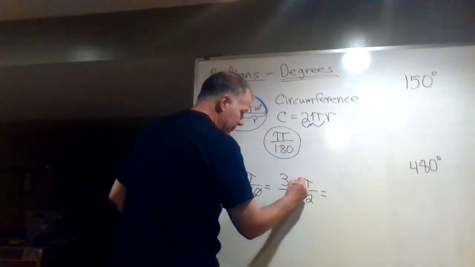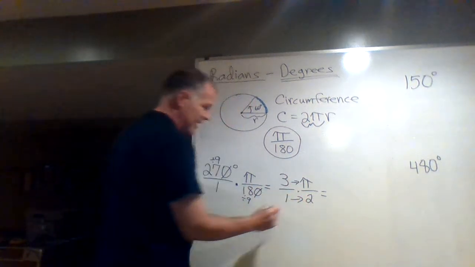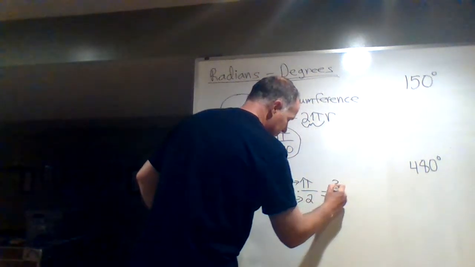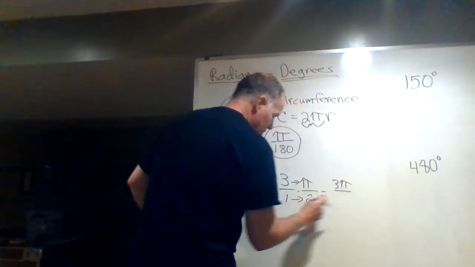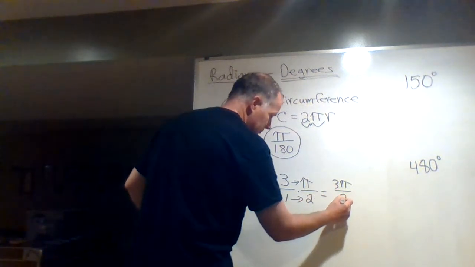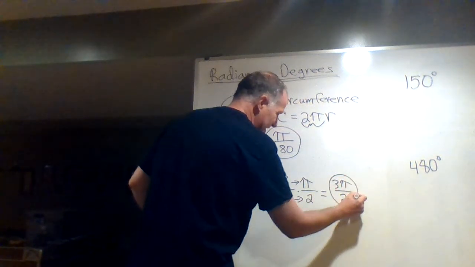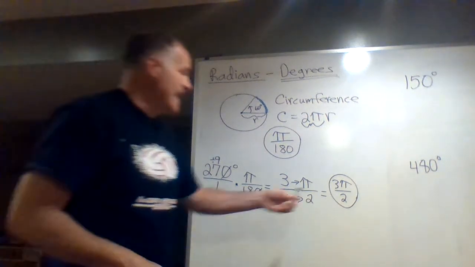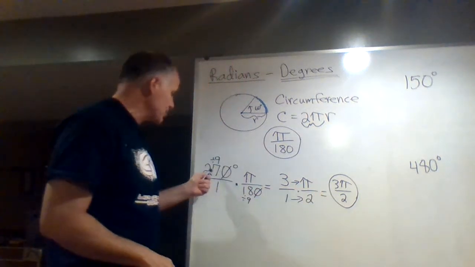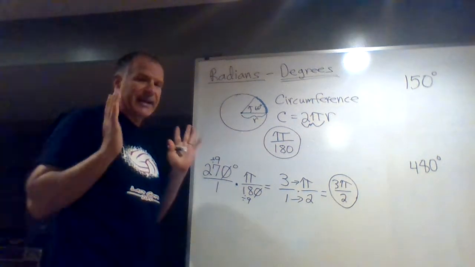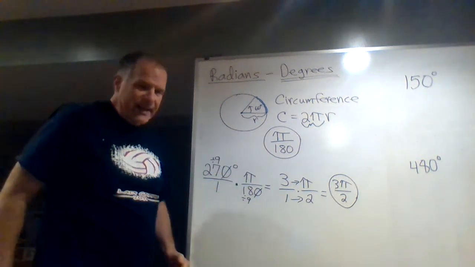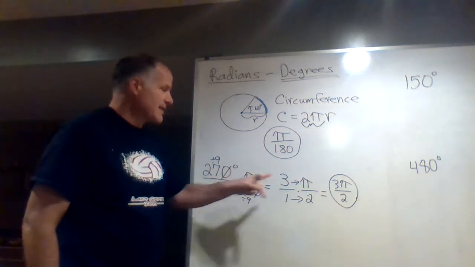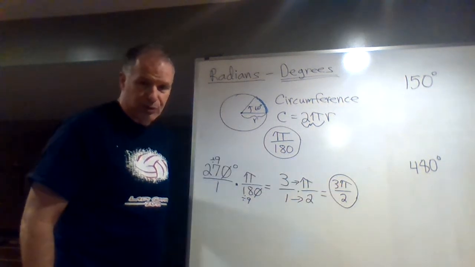So remember, multiplying fractions, you just multiply across the top, across the bottom. So 3 pi, 1 times 2 is 2. Boom. Guys, that is the answer. 3 pi over 2 is the radian measure that's equal to 270. Okay, and again, for those who go to pre-calc, we'll do more of this next year, but yeah, 270 degrees is the same as 3 pi over 2.